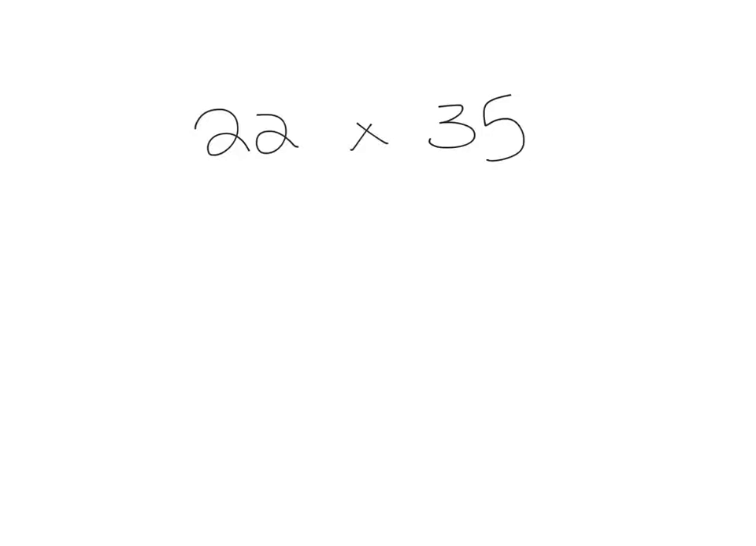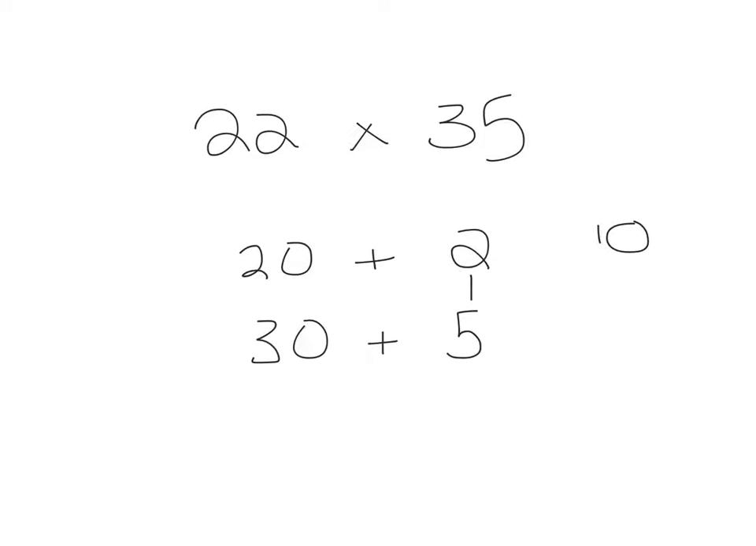The last method is the bow tie method for 2-digit by 2-digit. So I have 22 times 35. I can break that up into 20 plus 2, and then 35 can be broken up into 30 plus 5. So for my bow tie, I would multiply 5 times 2 is 10. Then 2 times 30 is 60.